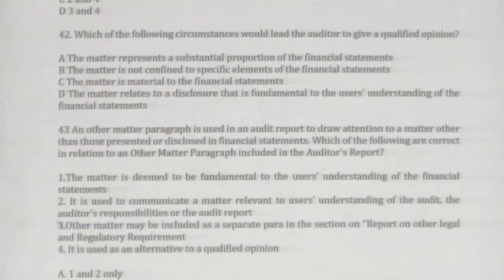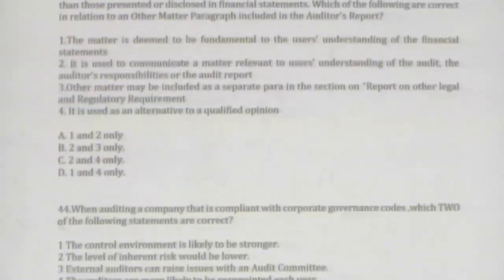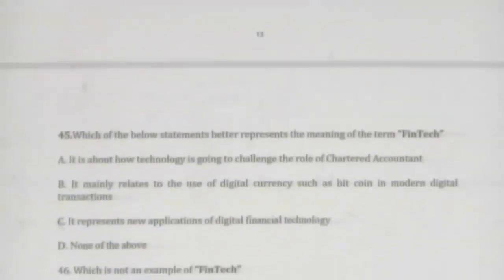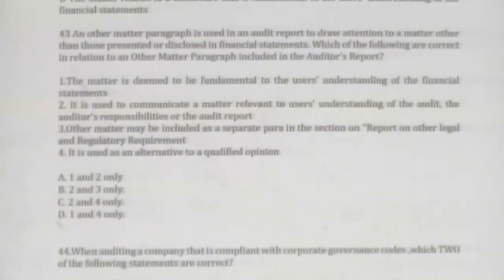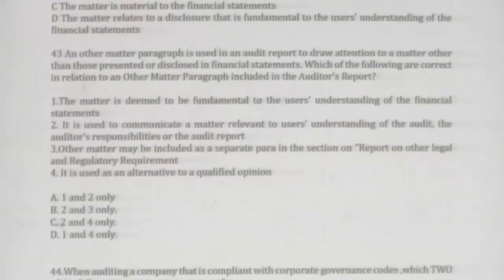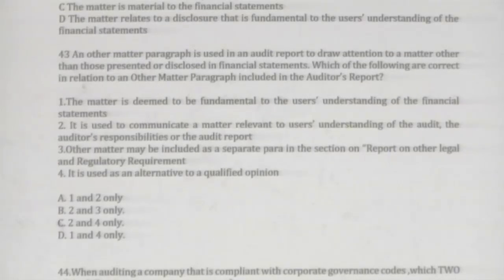Then 43, we have another two questions, then that is over. Then we are going to the last section, which is digitalization. So, 43, other matter paragraph. What is this matter? Other matter, is it relating to the audit opinion? I do not know whether you know.